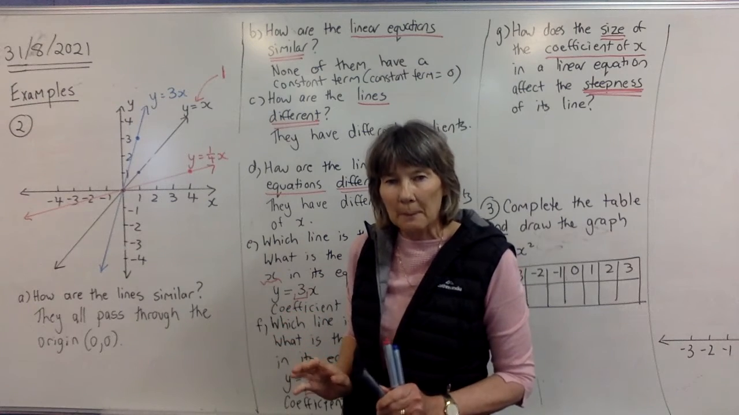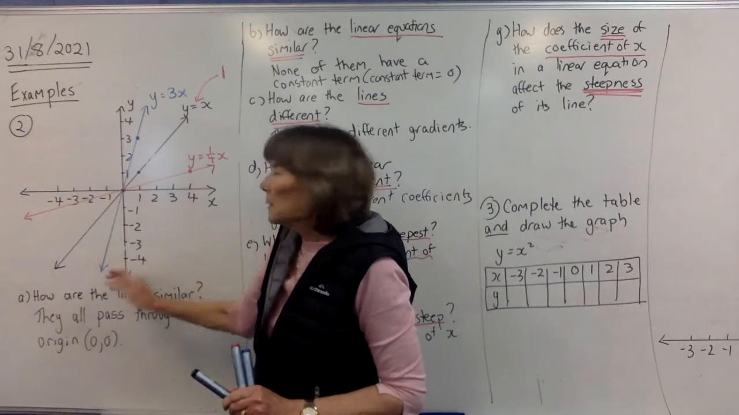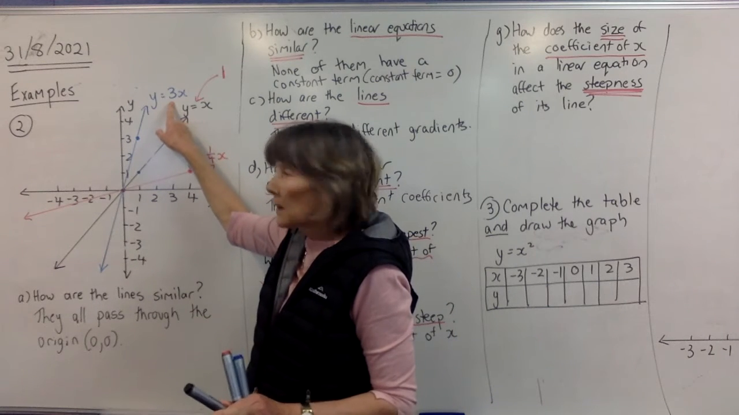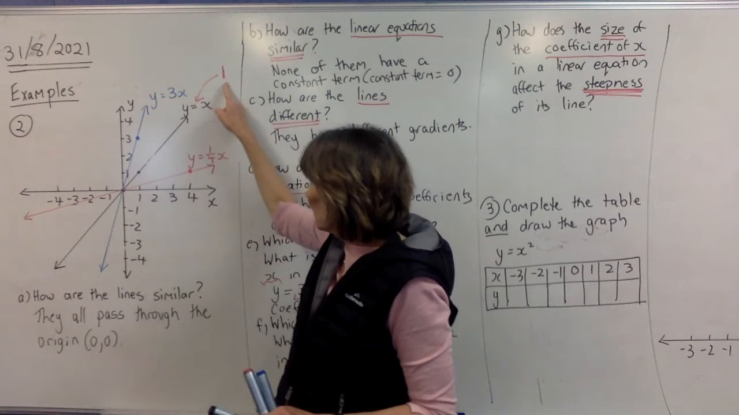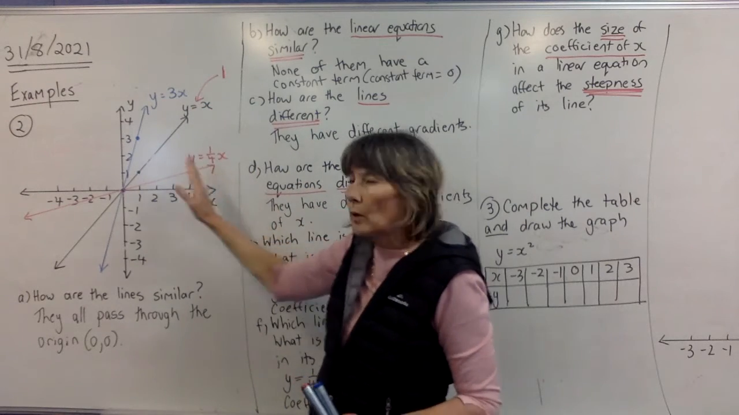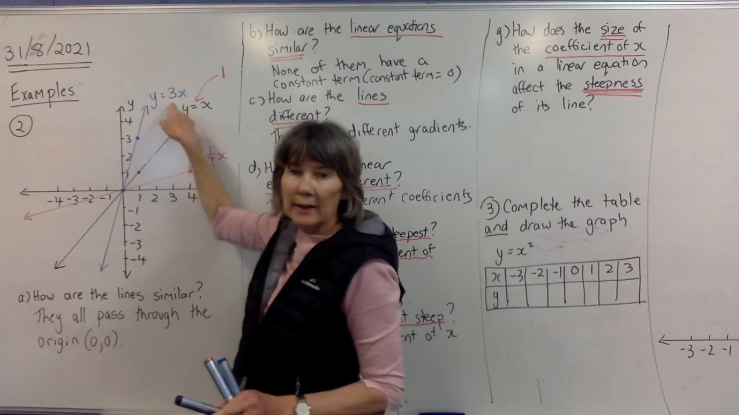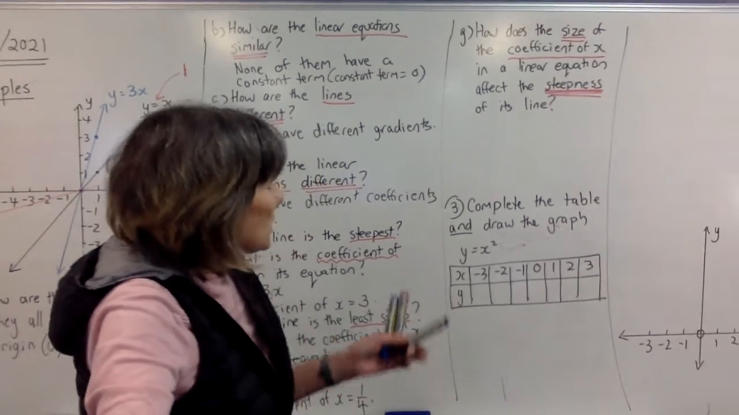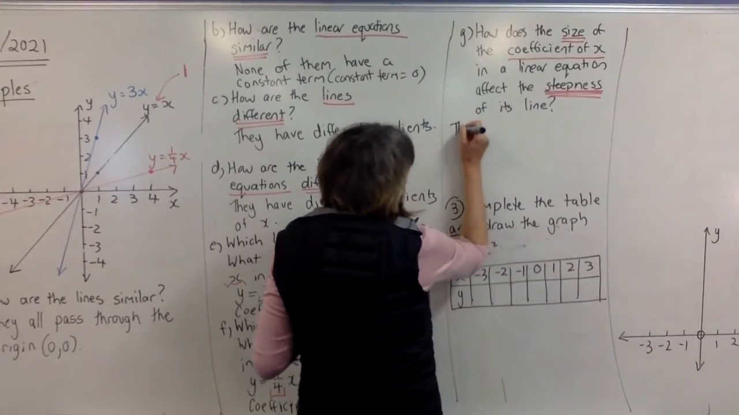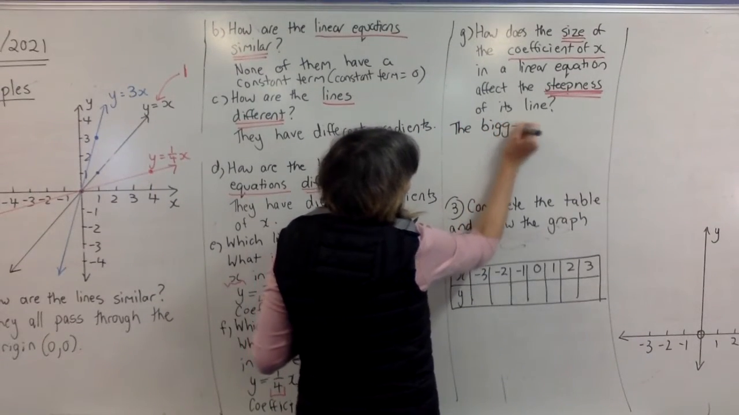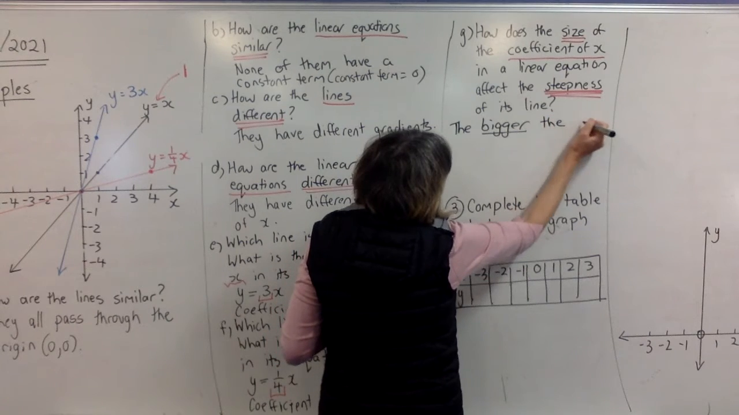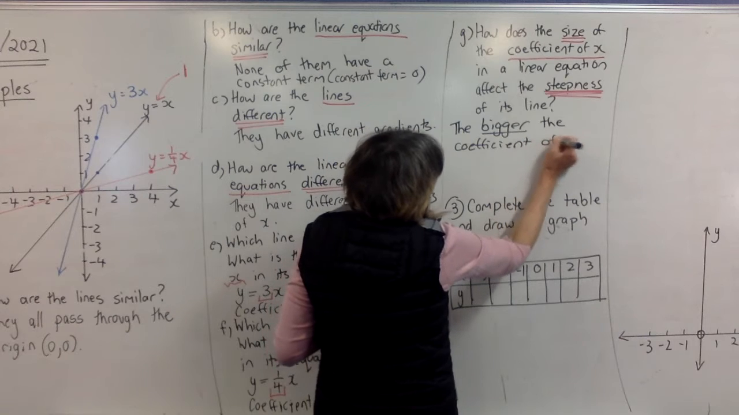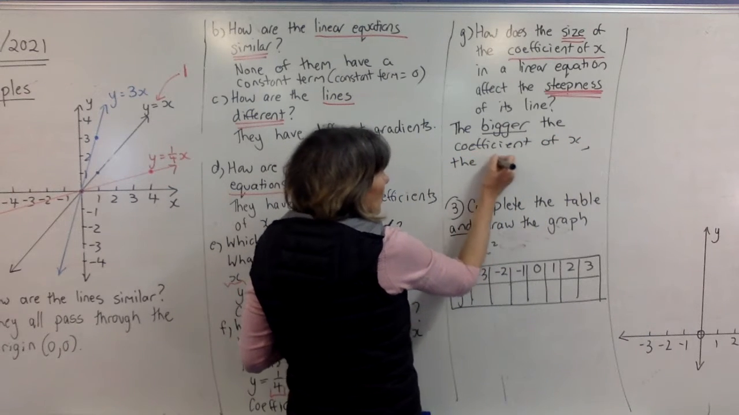Well, which one was the steepest? It was this one. Let's look at the number in front of the x there. It's 3. That number is bigger than 1, and it's also bigger than a quarter. So the bigger that number, the steeper the line. Okay, so we're going to say the bigger the coefficient of x, the steeper the line.